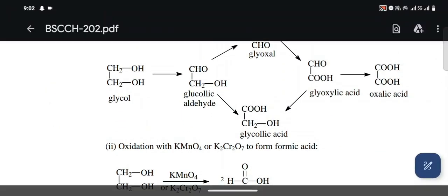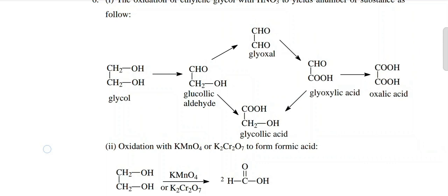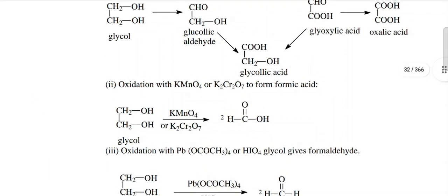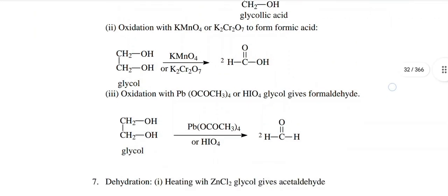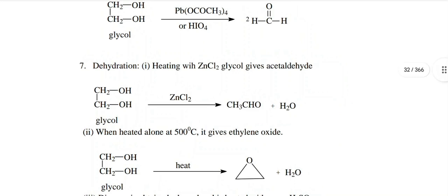Glycol gives glycolaldehyde, and this gives glycolic acid, then glyoxalic acid and oxalic acid. Oxidation with KMnO4 and K2Cr2O7 forms formic acid. Oxidation with Pb(OCOCH3)4 and HIO4: glycol gives formaldehyde.